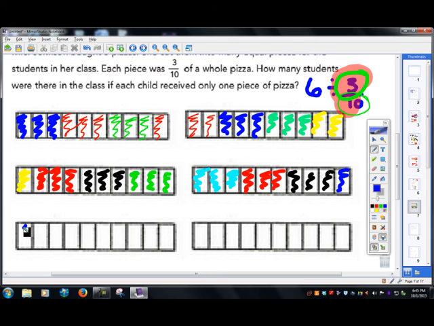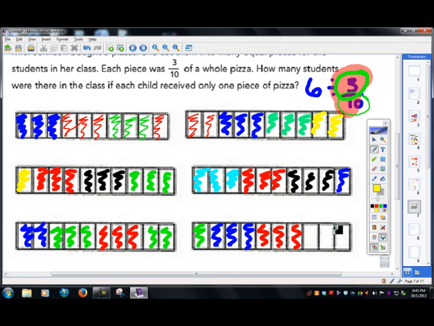1, 2, 3. By the way, I try to always keep these a little smaller than what you're seeing here. In other words, I don't usually do 6 wholes. We'll do a lot of stuff with just 2 and 3 wholes because it gets kind of time consuming. 1, 2, 3. Okay. 1, 2, 3. And finally, 1, 2, 3.